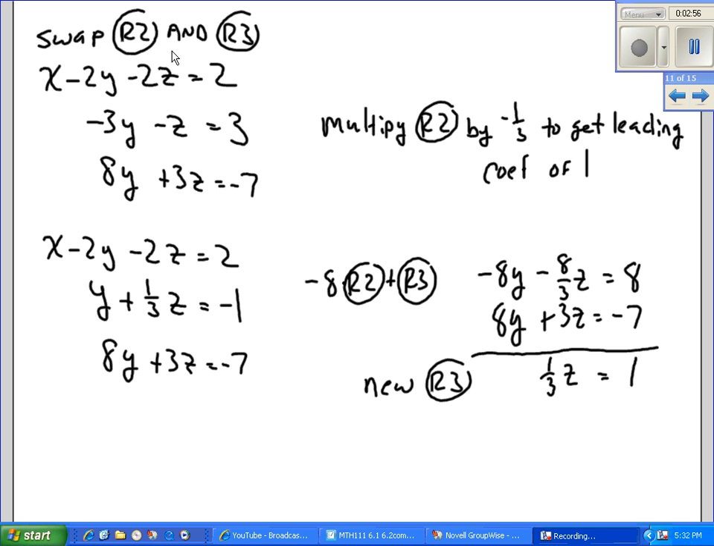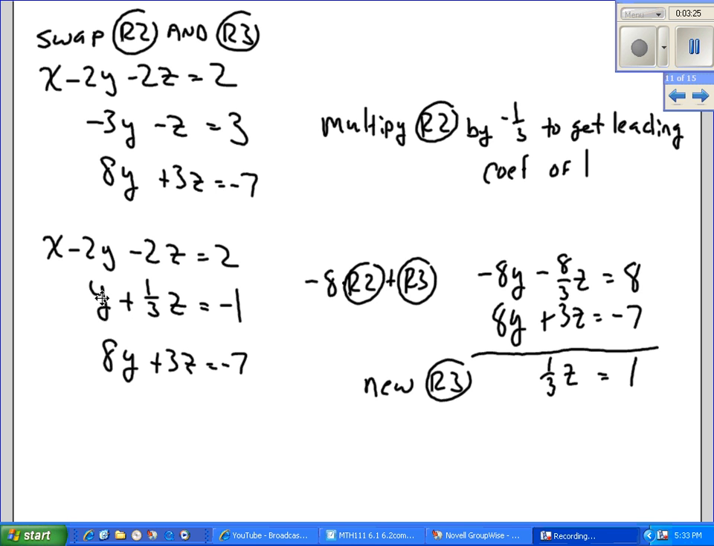So what I'm going to do is go ahead and swap row 2 and row 3 here, just because I think this will be a little easier to deal with. And then after I swap it, I'm going to multiply this row by negative 1/3 to get my leading coefficient of 1. I thought this would be less icky than multiplying this equation by 1/8. Fractions wouldn't be as bad. So when I multiply this equation by negative 1/3, I get positive y plus 1/3 z equals negative 1. So I only have one fraction.